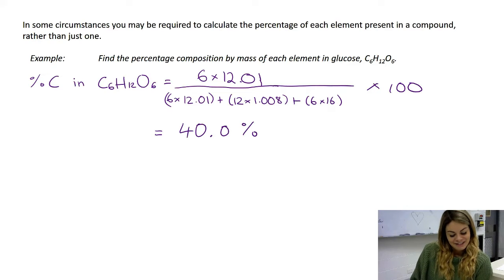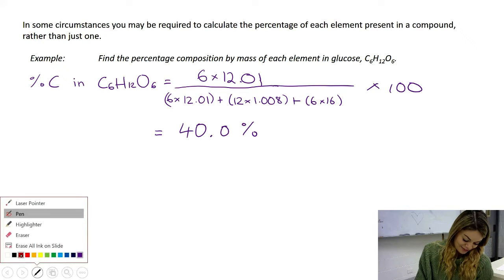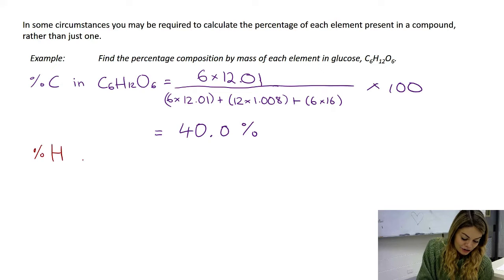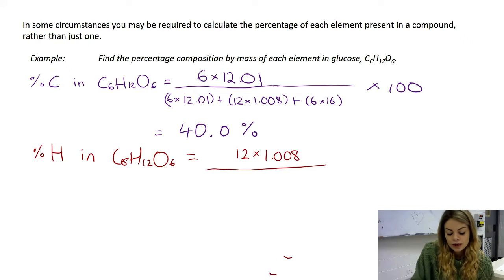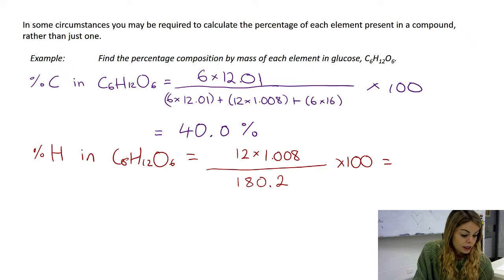Okay, so for the next element, the percent hydrogen in glucose is 12 hydrogens. So on top, 12 lots of 1.008 divided by the same thing on the bottom as I had in the last example, and that's equal to 180.2. So I'm just going to put in 180.2 rather than writing all that out again. And if I times that by 100, then I get an answer of 6.6%.